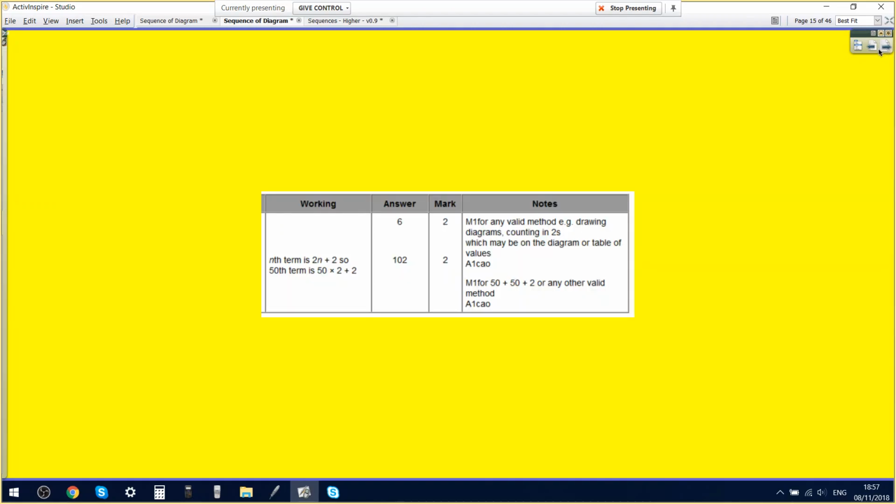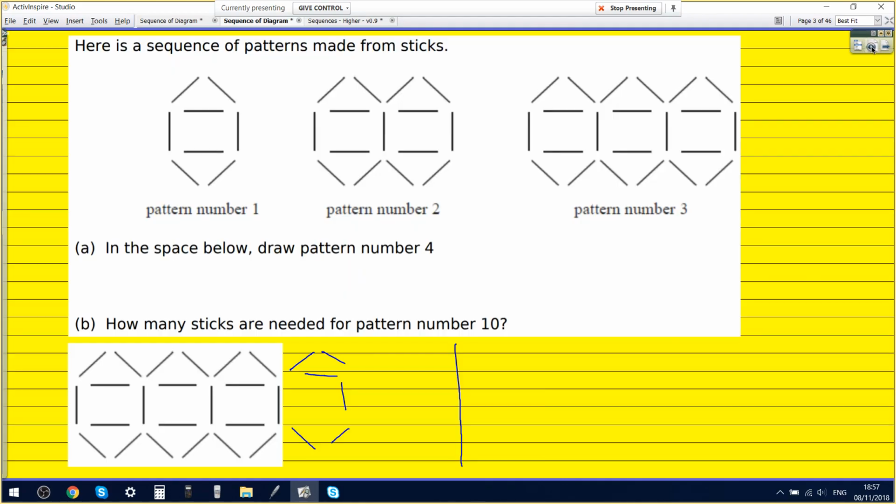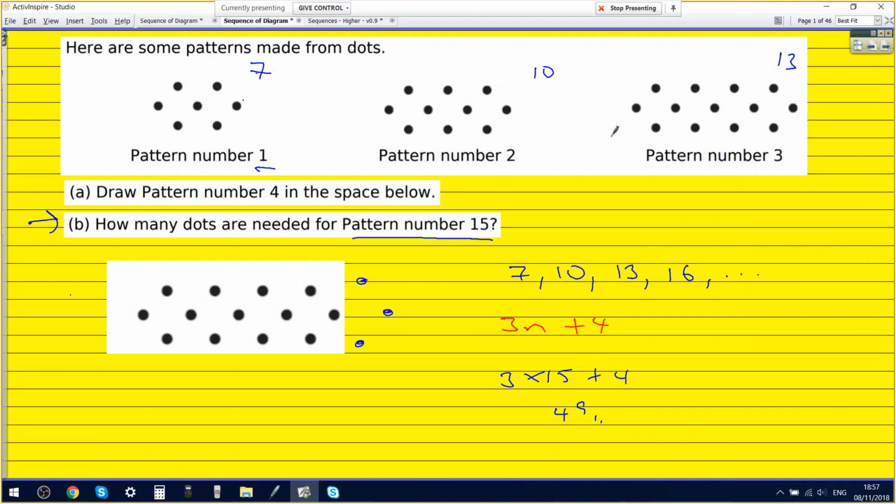Pattern 50. Okay, so I better just do a recap. I think you're good for drawing the next in the pattern. The important thing is to break it down to numbers. So with all the dots, it's a bit confusing, but if you just look at it as 7, 10, 13 and 16, then it's going up in threes, starting at 4, and so it's 3n plus 4. It's like 4 bigger than the 3 times table.